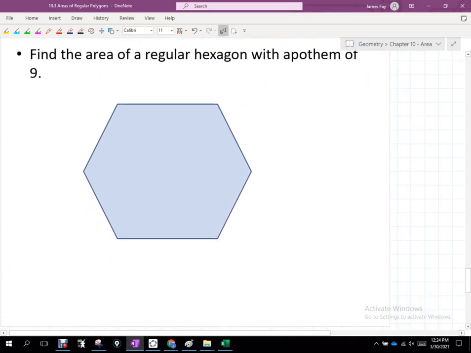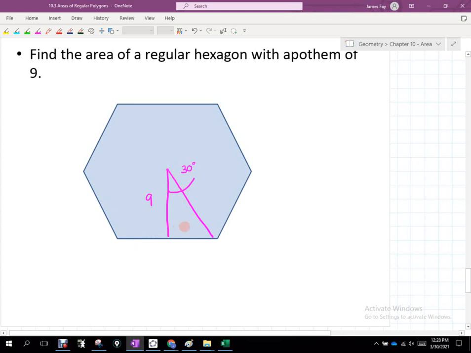Give that one a shot. Find the area of a regular hexagon with an apothem of 9. All right, so your apothem is 9, right? What is this angle right here? 30 degrees. Okay, so it's pattern based, right?